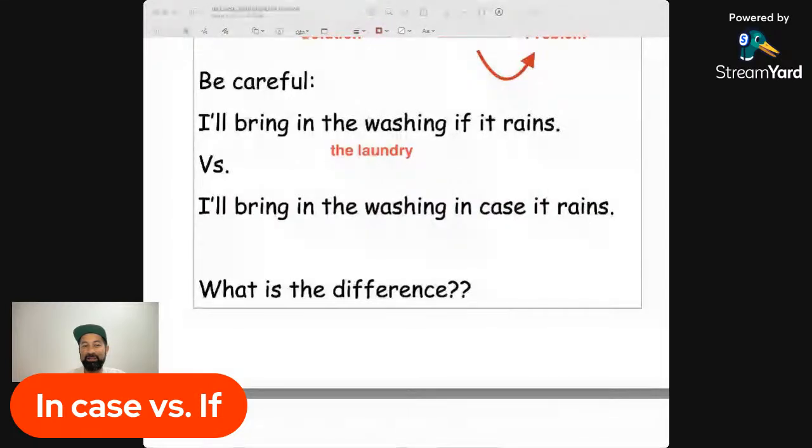This is a very confusing sort of comprehension of the grammar. So if and in case, a lot of people will confuse these because both sentences are correct. Both sentences are correct, but the meaning is very different.